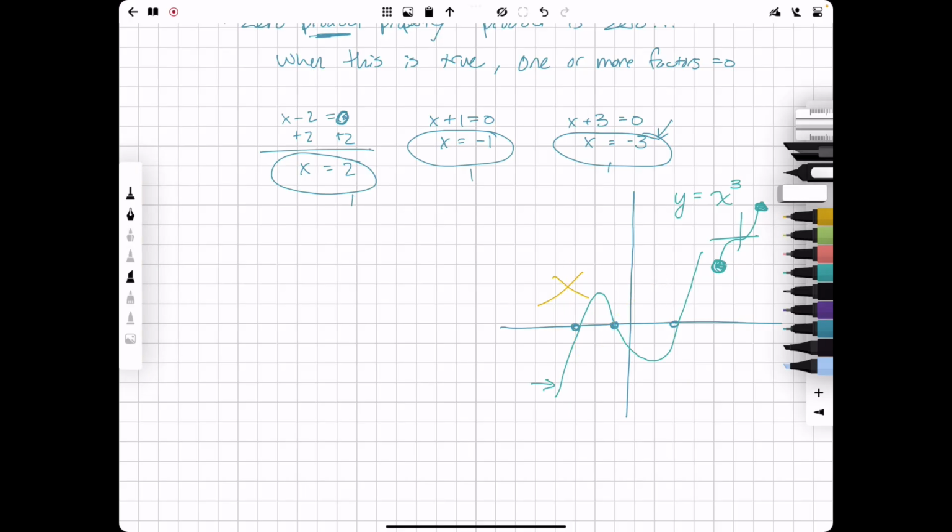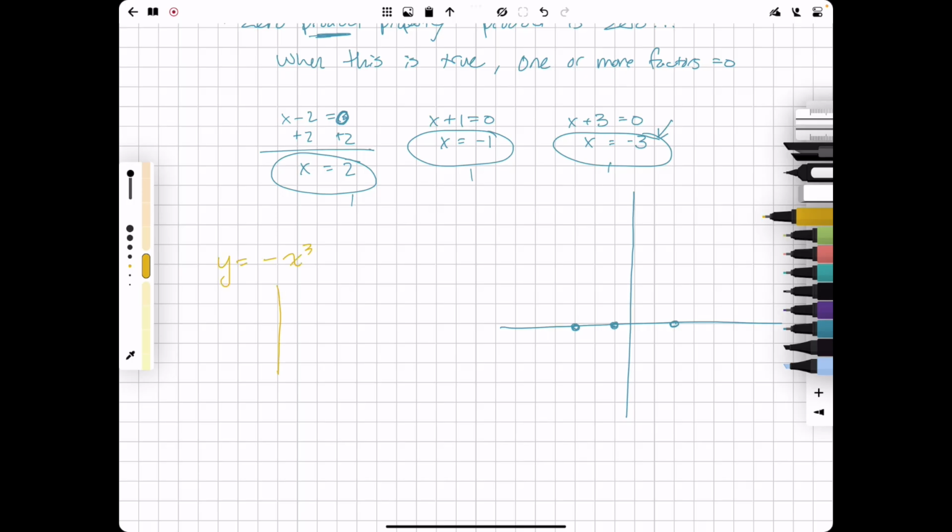Let me get rid of a bunch of this stuff here. And when would it be the other side? When the cubed part was negative, so y equals the opposite of x cubed would look something like this, right? That would be a parent graph. We haven't talked about parent graphs with this yet.